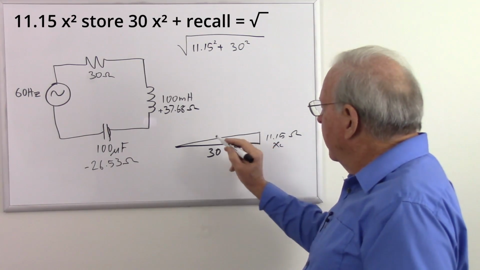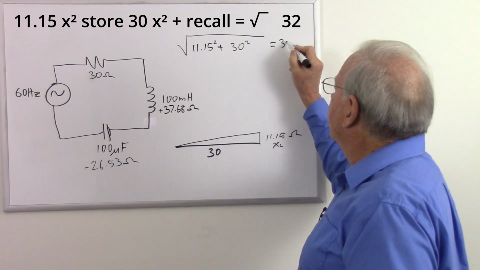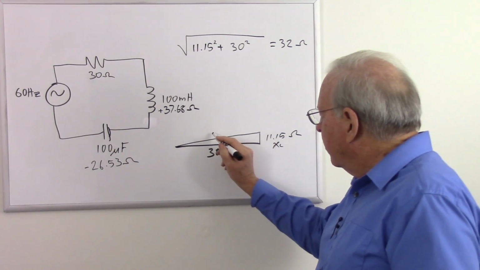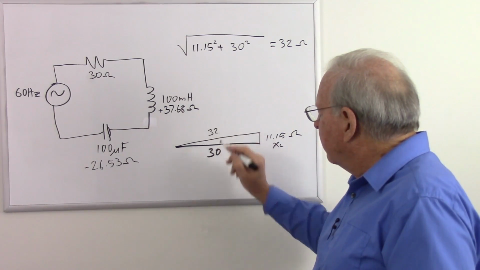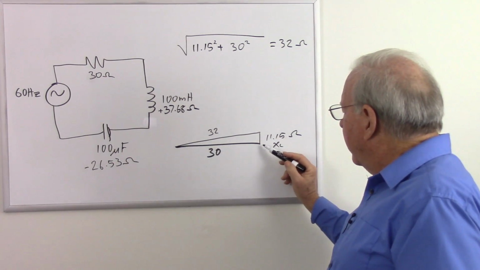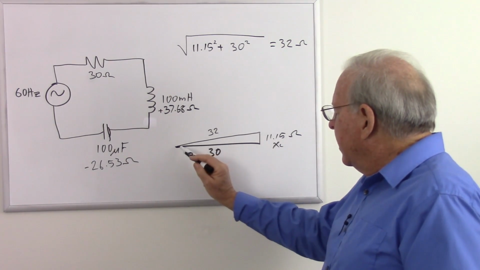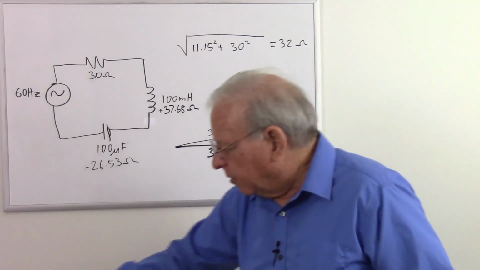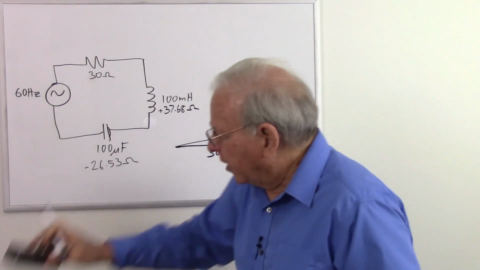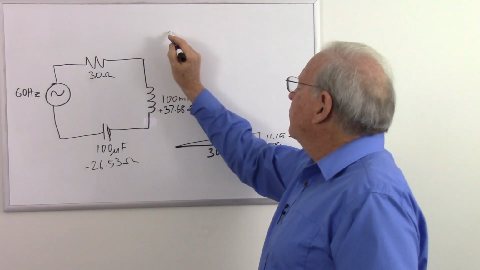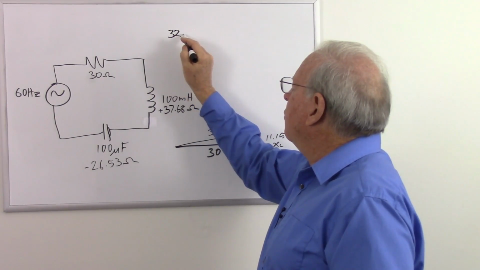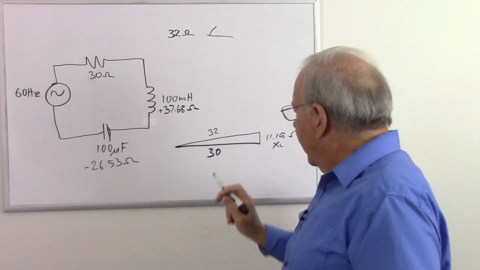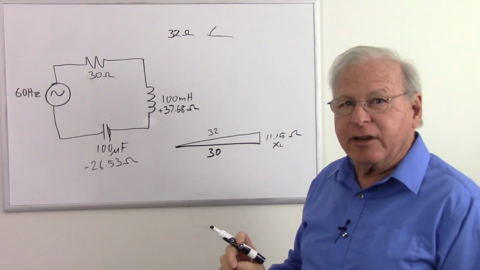And we end up with 32 ohms of impedance. So the length of this line is going to be 32 units. So 30 ohms of resistance and 11.15 ohms of reactance gives us a total impedance of 32 ohms, but we also want to know what the phase angle is. So let's start drawing this out here. Our impedance is going to be 32 ohms with a phase angle of whatever that is. What's it look like? Not much, maybe around 10 degrees at the most.